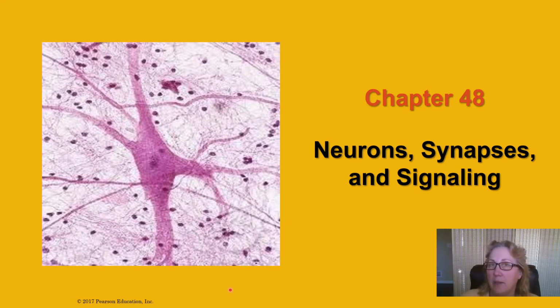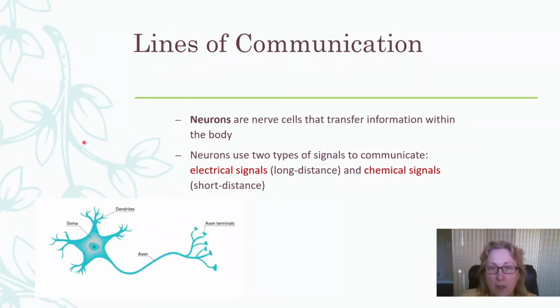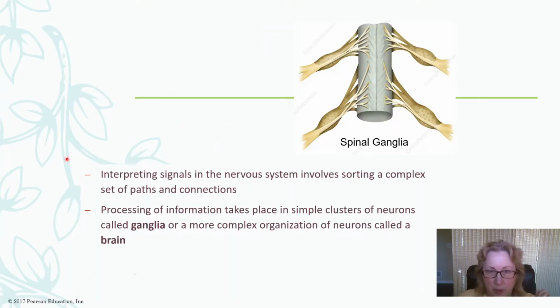Hi, let's talk about neurons and how they work and how signaling works and action potentials. So neurons have two ways to communicate. One is electrical, which is action potentials, and the other is chemical, which is specifically synaptic communication, which we already talked a little bit about in a previous chapter.